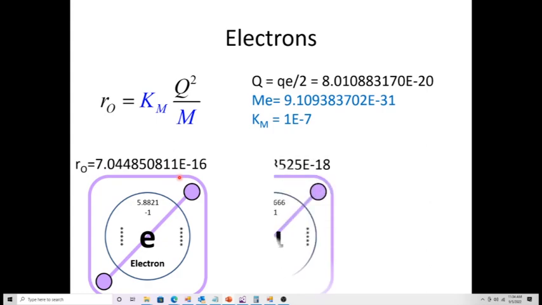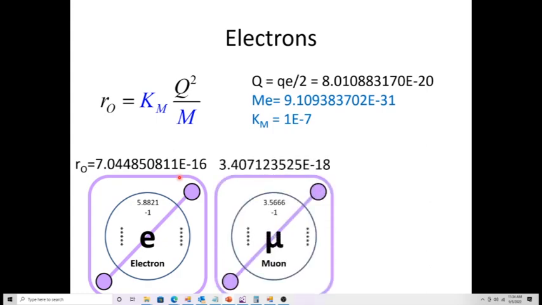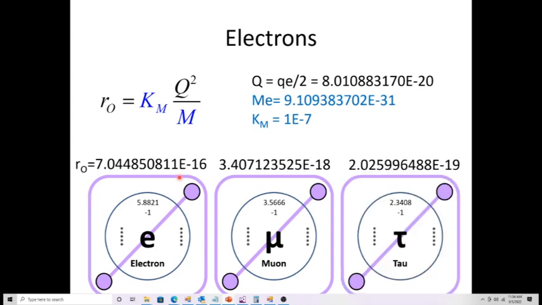Then you have the muon, which is a little bit smaller. And then you have the tau. These are all the same system. It's just that the systems get smaller as their inertia increases, as they get heavier. But these are the same system.